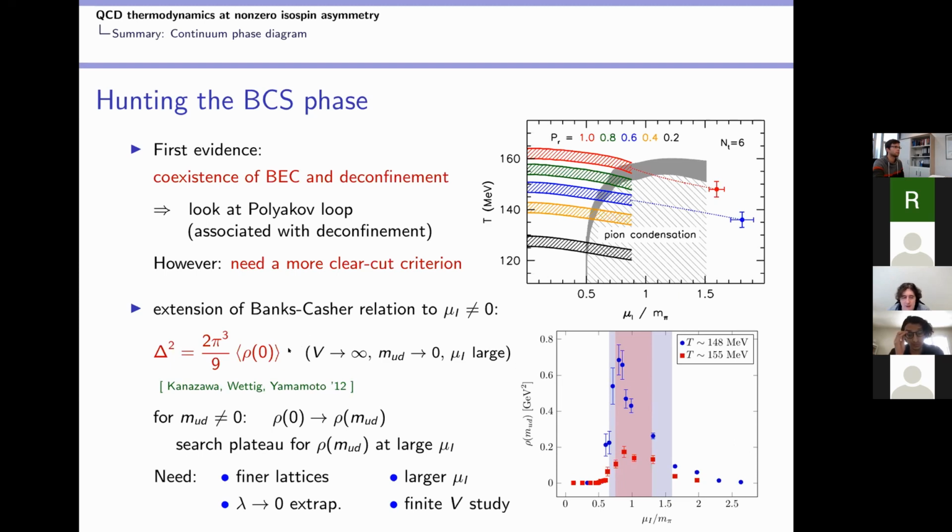It would be nice if there were a method that one could use without having to rely on this interpretation, which is correct only in these limits. That's actually the way that I should say it. And that's why I raised this question, whether there are any other smoking gun signatures for the existence of this BCS phase.